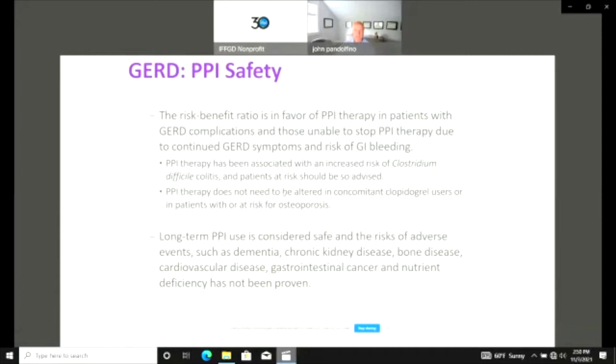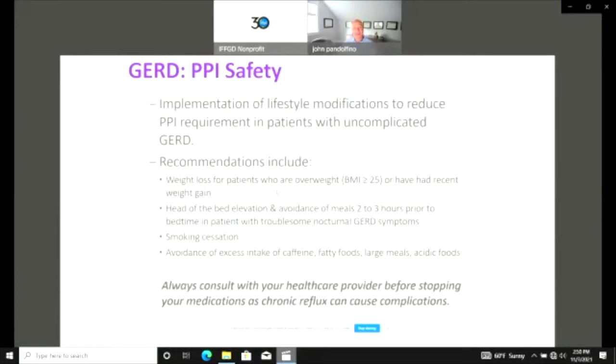PPI. Now, in the end, when we discuss PPI safety, we still have to realize that lifestyle modifications to reduce PPI requirement are still very important, especially in patients with uncomplicated GERD, because our ultimate goal is to get you on the lowest effective dose of medication. And these recommendations would include weight loss for patients who are overweight, head of the bed elevation and avoidance of meals 2 to 3 hours prior to bedtime in people with nocturnal symptoms, and then of course smoking cessation, because this is something that we should be doing for everybody.